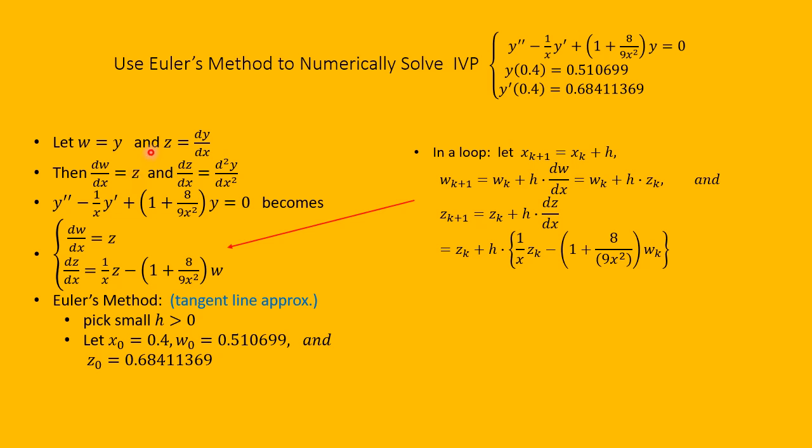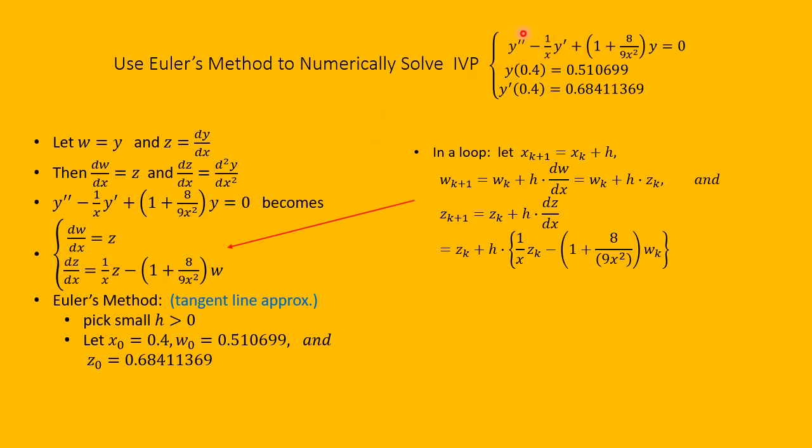Also notice that to get a second derivative formula, if we differentiate this one with respect to x, we get the derivative of z with respect to x equals the second derivative of y with respect to x, which is what we have here. So then, what do we substitute in for the second order equation? Well, two first order equations. The derivative of w with respect to x is z, which is what we had right here. And this second one comes from here.